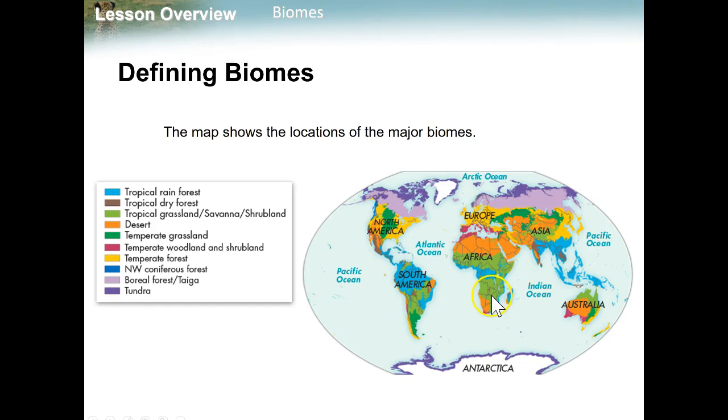The desert is going to be the orange area. And we do have desert within North America. There's some desert in South America. But Africa and this area and parts of Asia, this is desert. We can see this is desert. Most of Australia is desert as well.